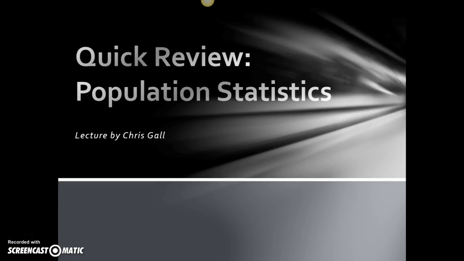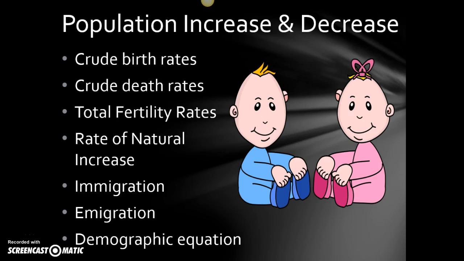Welcome to our quick review of population statistics, and it is going to be a very quick review. This show only has two slides other than the one you're looking at here. So really quickly, when we're talking about population increases and decreases, we're looking at things like crude birth rates, crude death rates, total fertility rates, rates of natural increase, also immigration, emigration, and finally, the demographic equation. So it's a long list. Let's go ahead and start at the top.